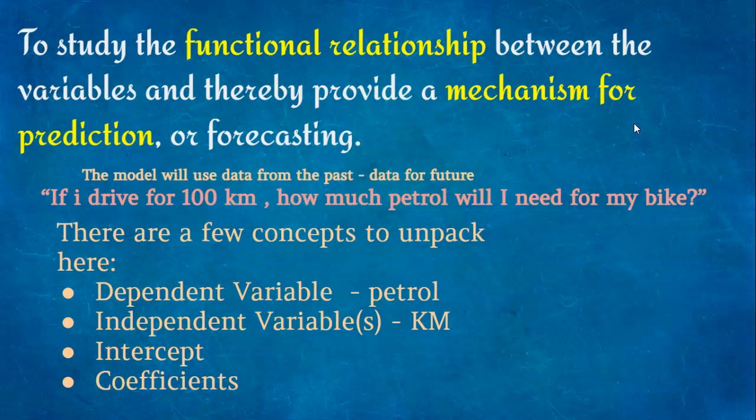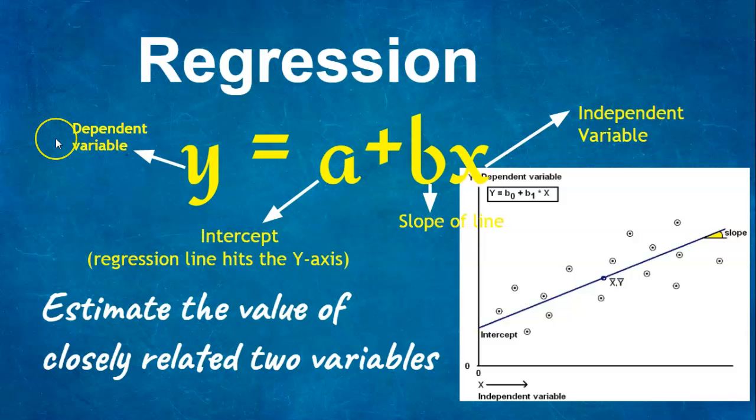In the second case, we have to think: in our bike already 5 liters of petrol is there. By using 5 liters of petrol, how much distance can I travel? So here the kilometer is the dependent variable and the petrol is the independent variable. So we are making it vice versa. In the first case we are using petrol as the dependent variable, and in the second case we are using petrol as the independent variable.